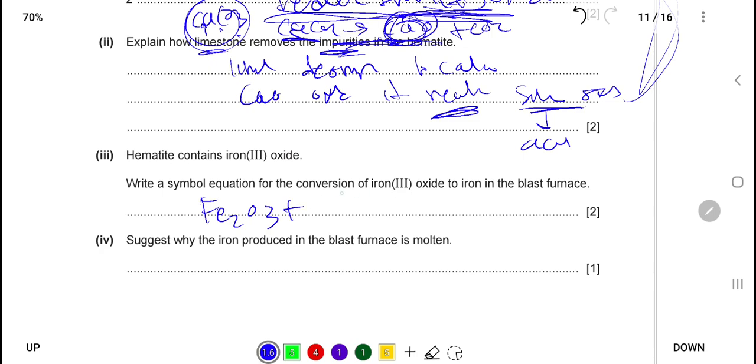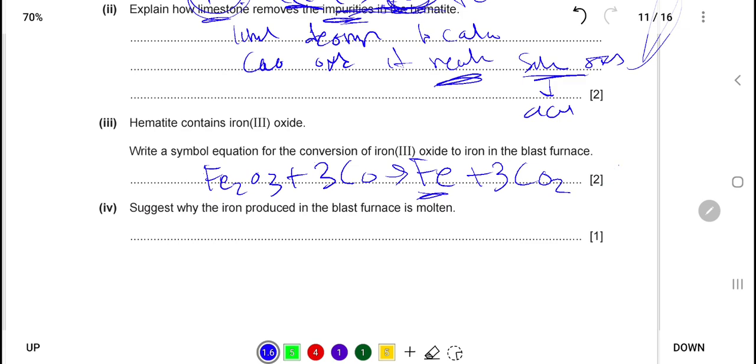Fe2O3 plus 3CO equals Fe plus 3CO2. The 3 comes after balancing, so just learn how to balance it. Fe is what we want, with CO2 as the waste product. Okay, need to learn this.